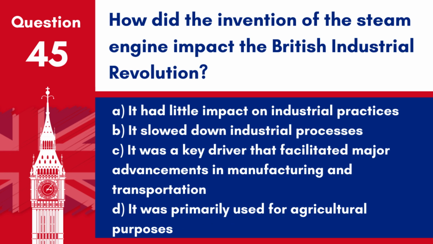Question 45. How did the invention of the steam engine impact the British Industrial Revolution? A. It had little impact on industrial practices. B. It slowed down industrial processes. C. It was a key driver that facilitated major advancements in manufacturing and transportation. D. It was primarily used for agricultural purposes.